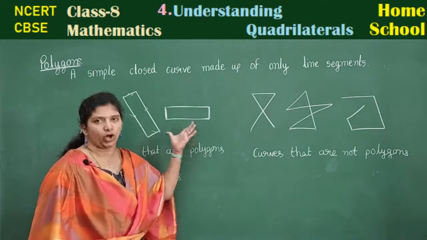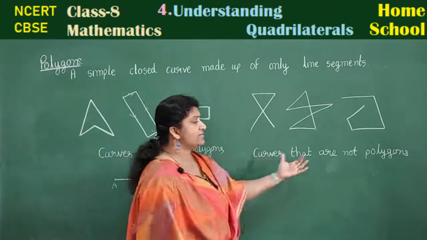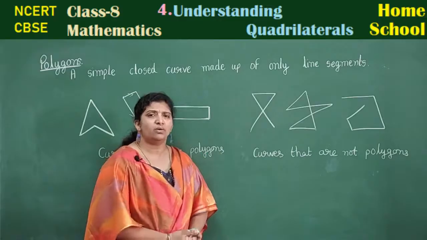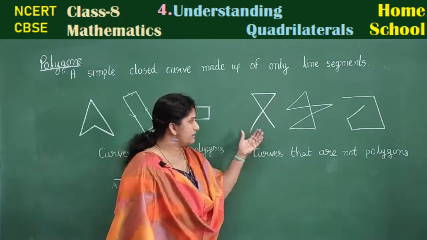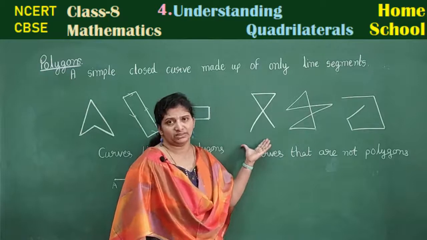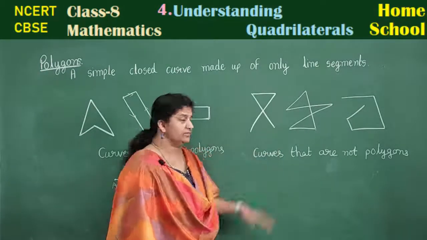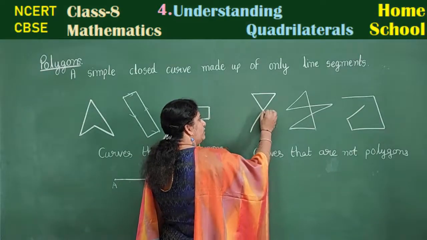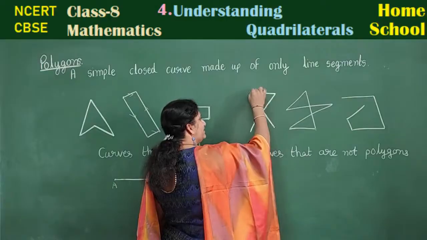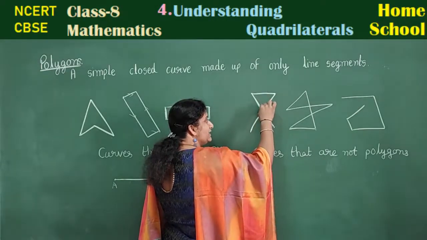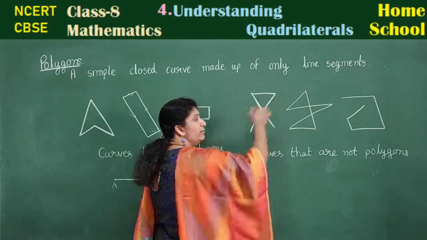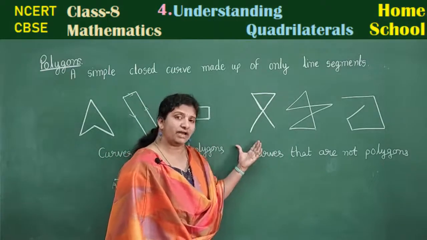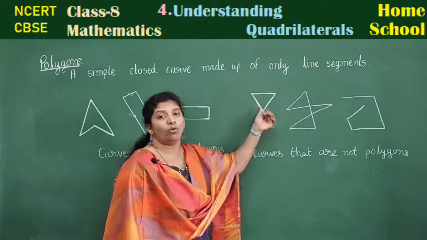Curves that are polygons. Next, curves that are not polygons. What is this? All are made up of line segments. Why can we say it is not a polygon? Observe here, this is not a simple curve. Why is it not a simple curve? If it starts here and moves in this direction, then again it is overlapping on the line before. So it is not a simple curve. Though it is made up of line segments, it is overlapping.